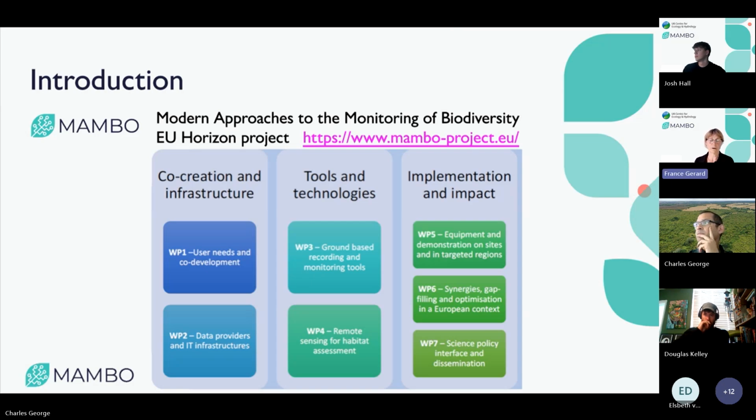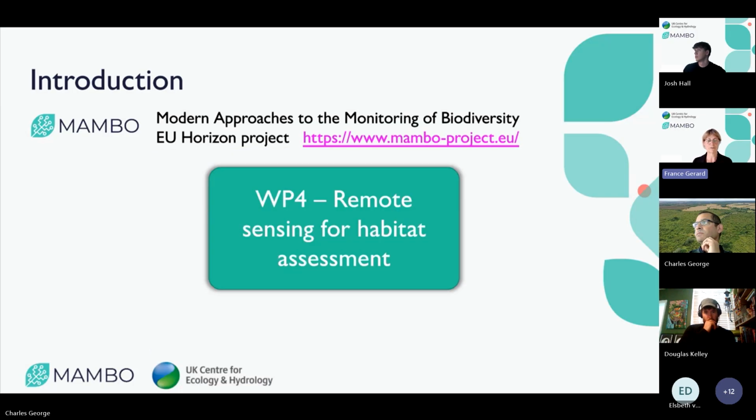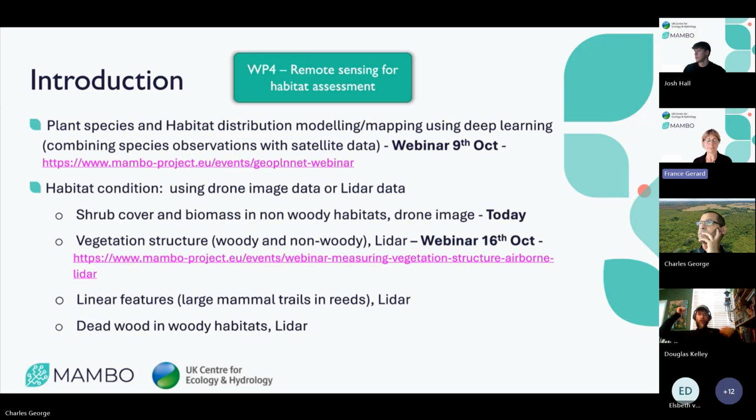Okay, so basically this work that we're going to present today is part of a large Horizon-funded project called MAMBO, which stands for Modern Approaches to the Monitoring of Biodiversity. And although this project delivers a wide variety of activities, the work we've done fits within work package 4, which stands for Remote Sensing for Habitat Assessment.